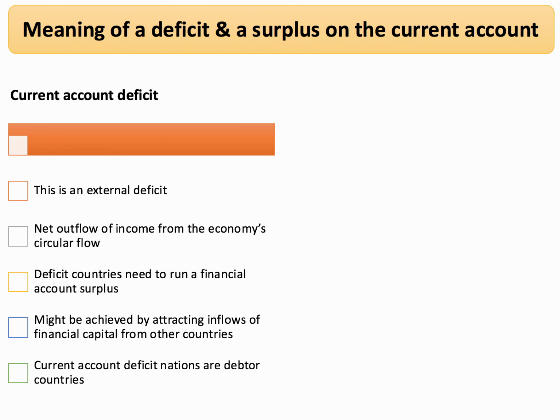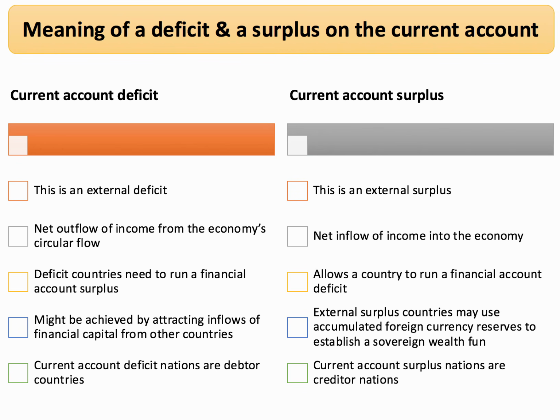This is an external deficit. It's basically a net outflow of income from your circular flow. And as I've just repeated, deficit countries need to run a financial account surplus, for example, attracting hot money. Current account deficit countries are known as debtor countries externally.